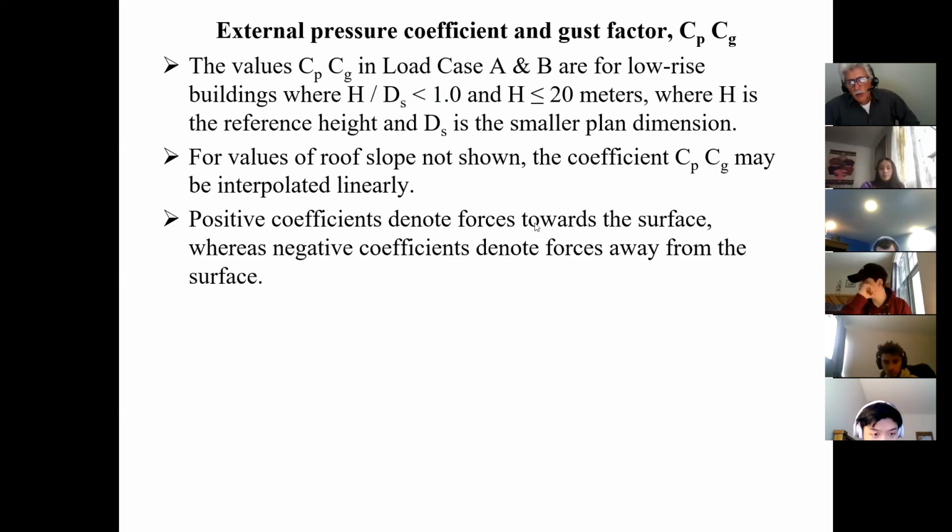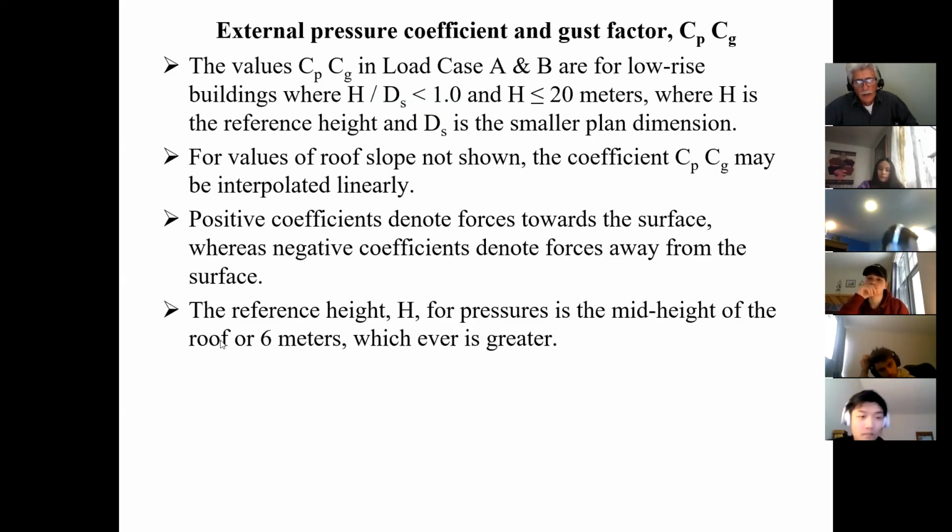Positive coefficient denotes force towards the surface, in other words, a pressure. Whereas negative coefficient denotes forces away from the surface, in other words, a suction. So that's how you can differentiate on which side the wind is pushing towards the wall, and on which side the wind is pulling away from the wall. And that's the negative and the positive sides of the table give you that, tell you which way to consider the force.